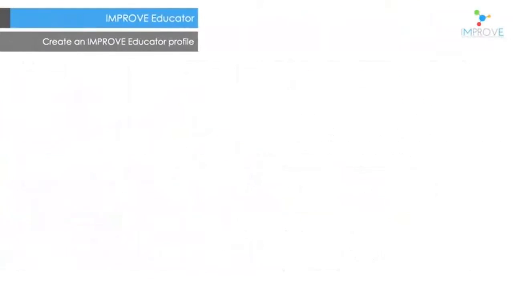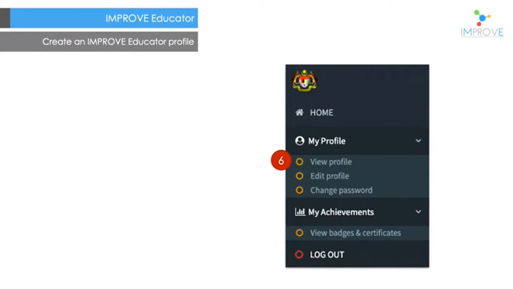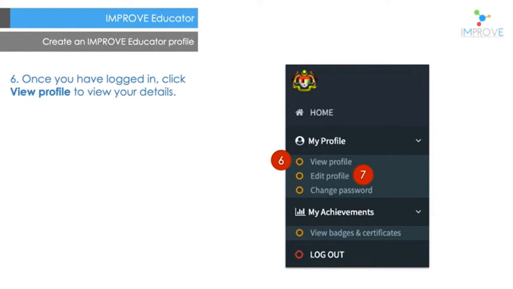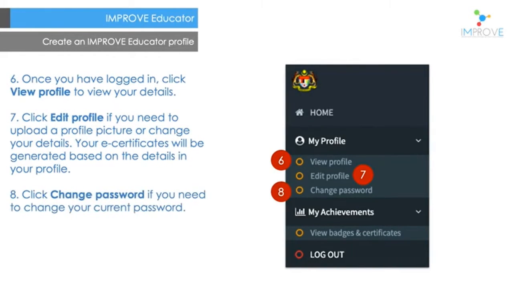Once you have logged in, click View Profile to view your details. Click Edit Profile if you need to upload a profile picture or change your details. Your e-certificates will be generated based on the details in your profile. Click Change Password if you need to change your current password. Click View Badges and Certificates to proceed.